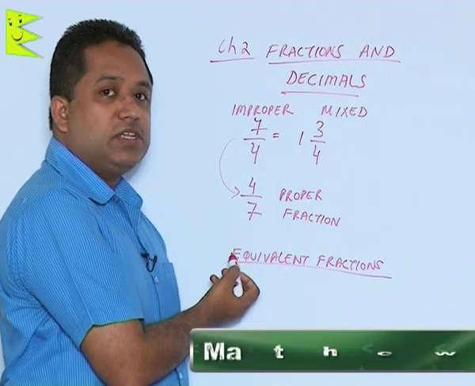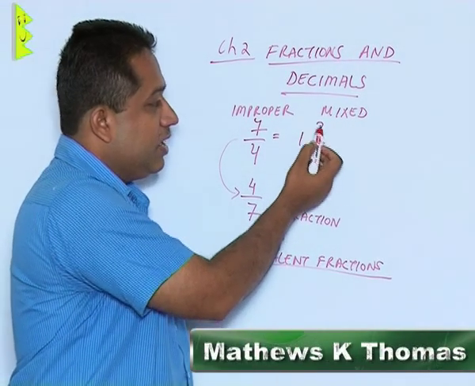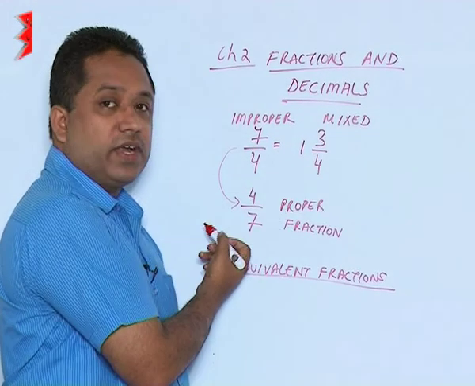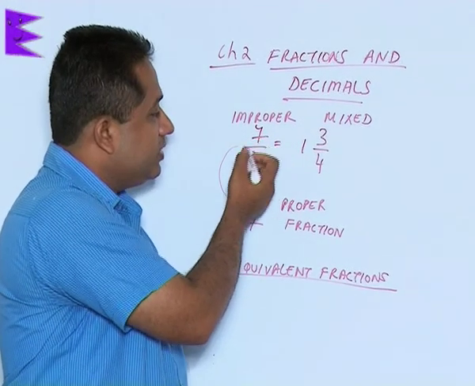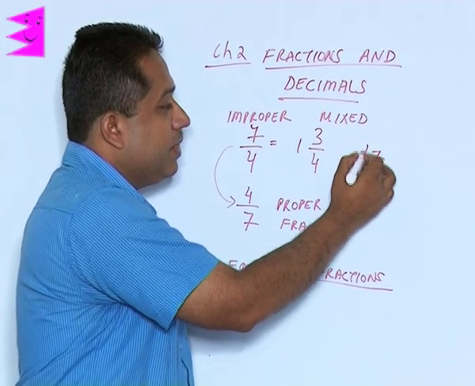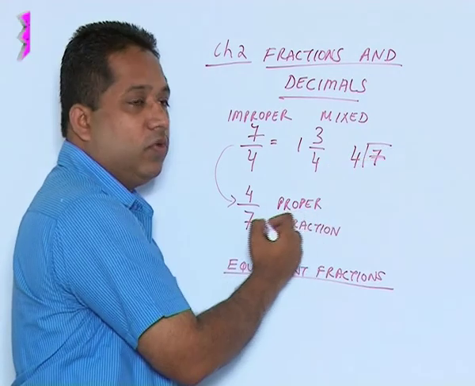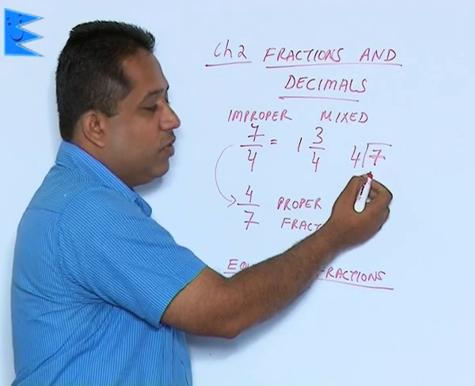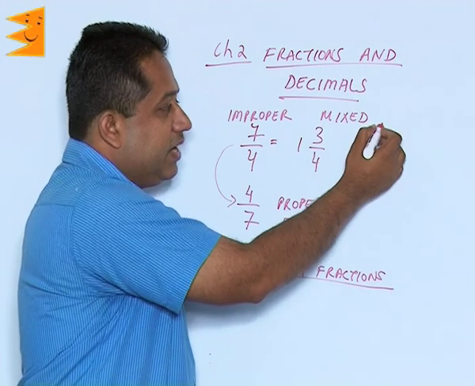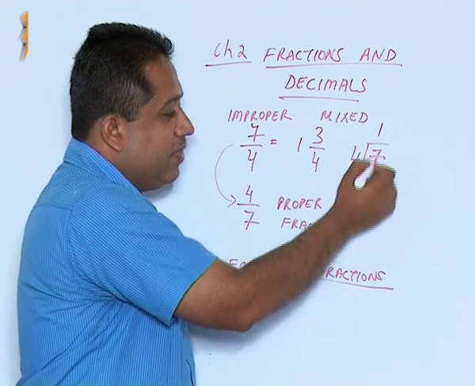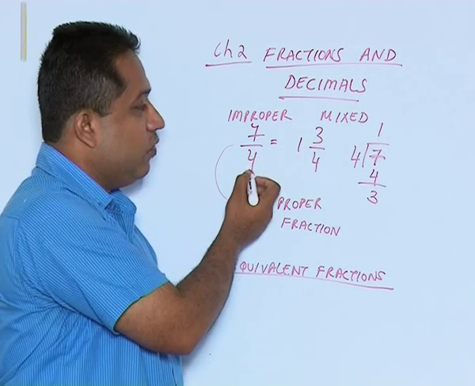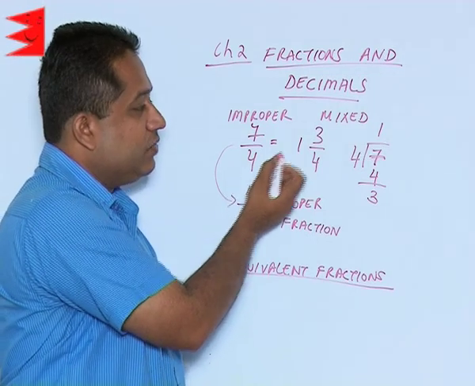This is a mixed fraction. We are writing 1 and 3 by 4. Now, how do you write this improper fraction as a mixed fraction? All you have to do is divide 7 by 4. When you divide 7 by 4, we know that 4 1s are 4, 4 2s are 8, that is more than this. So, we are not going to take that, we will take 4 1s are 4 and the remainder we find is 3. So, therefore, this 7 by 4 we are writing it as 1 3 by 4.